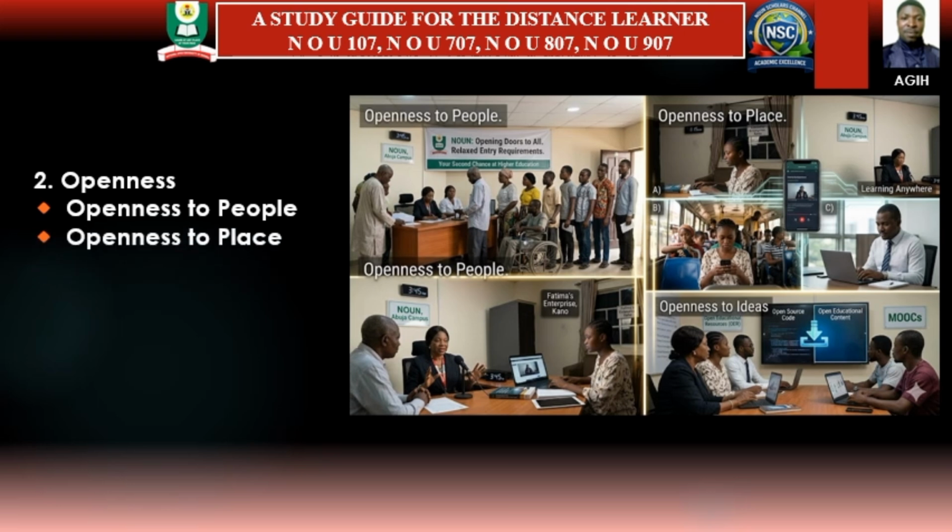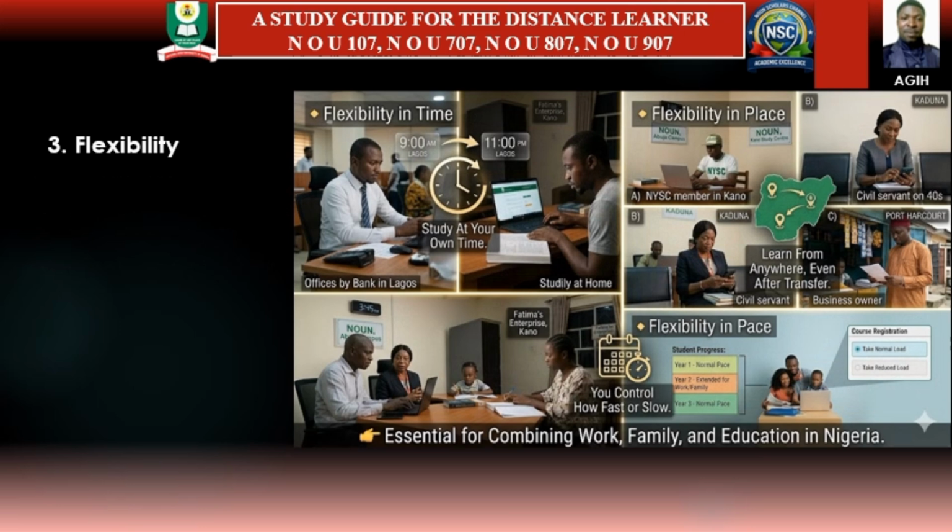The second is openness to place. Learning is no longer restricted to the classroom. You can study at home, in your office, even inside a bus using your phone. So learning happens anywhere. The third part is openness to ideas. Educational materials are shared freely. These include open educational resources and online courses. Think of it like this: just as software can be open source, education is also becoming open and shareable.